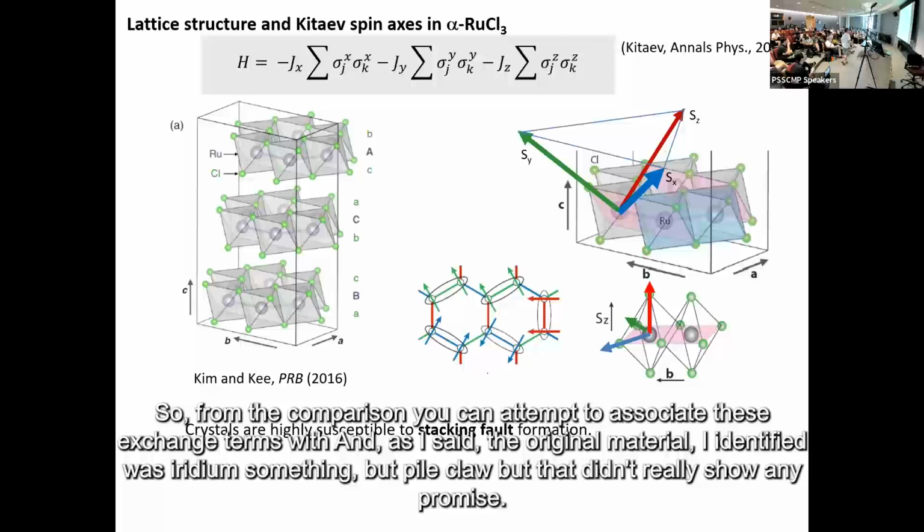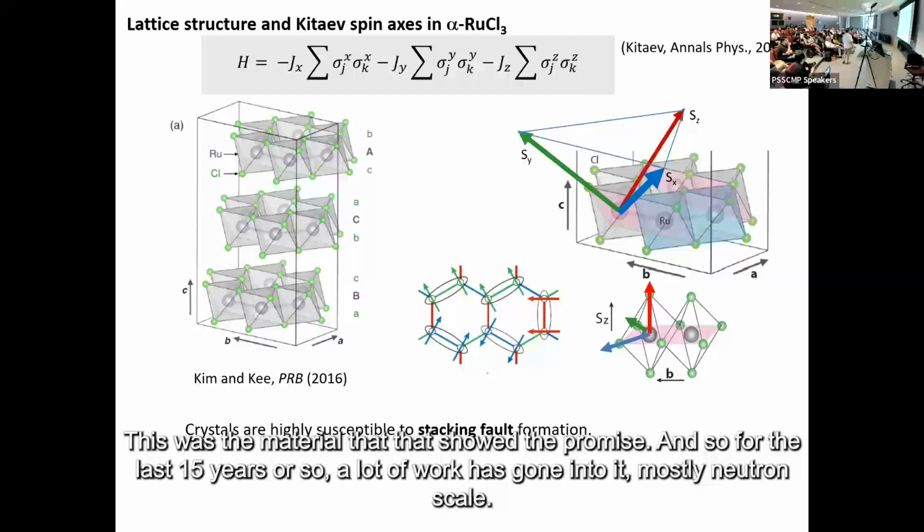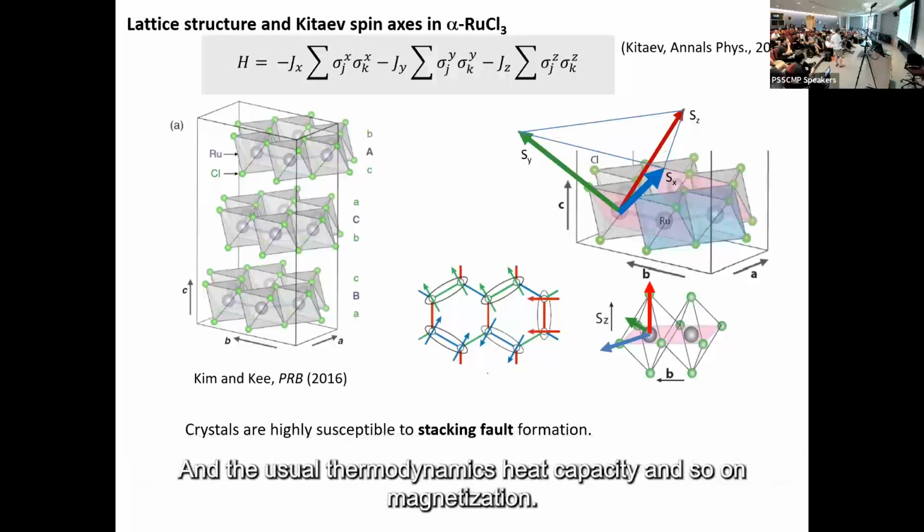And as I said, the original material identified was iridium something, a pyrochlore, but that didn't really show any promise. This was the material that showed the promise. And so for the last 15 years or so, a lot of work has gone into it, mostly neutron scattering and the usual thermodynamics, heat capacity, and so on, magnetization.